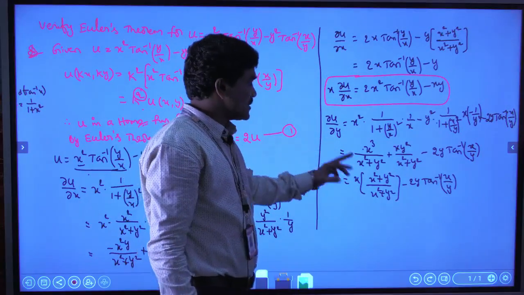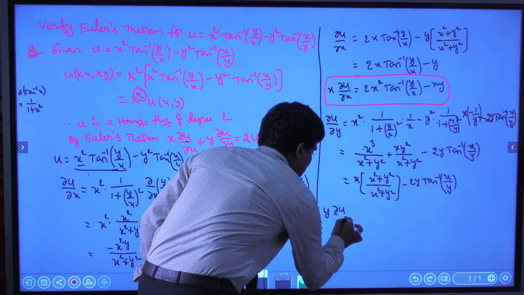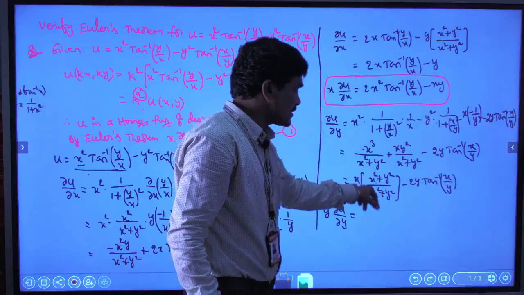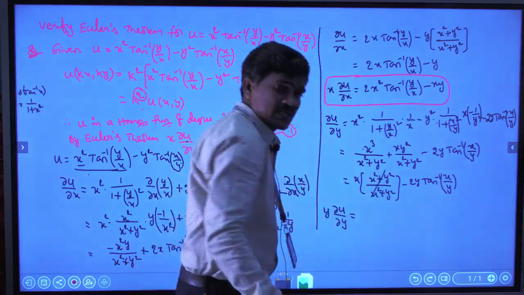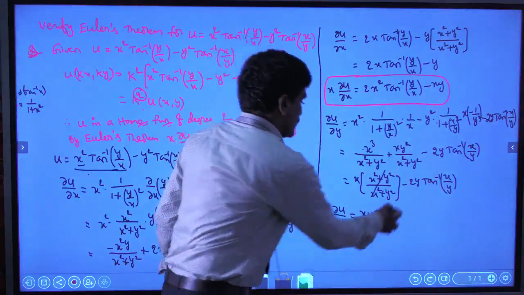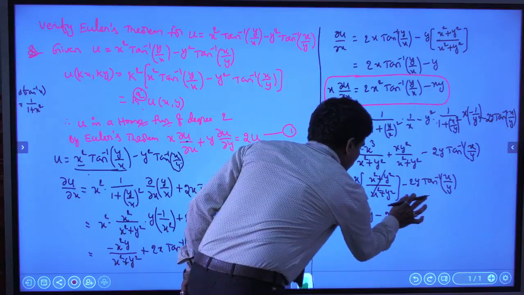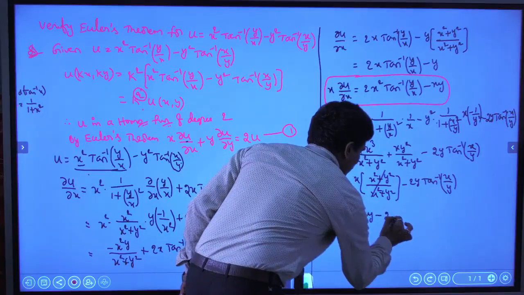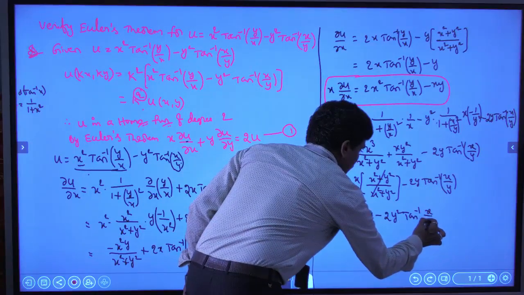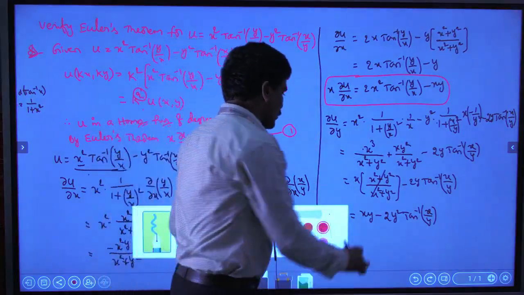Now this is the ∂u/∂y, now multiply with y: y ∂u/∂y is equal to, so here multiplying with y, here we get xy, so this is cancelled, right? x square plus y square, x square plus y square cancelled, so we get xy minus 2y square, sorry, 2y square multiplying with y, 2y square tan inverse x by y. Now this is the y into ∂u/∂y.